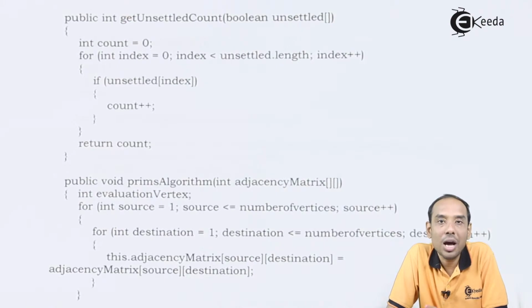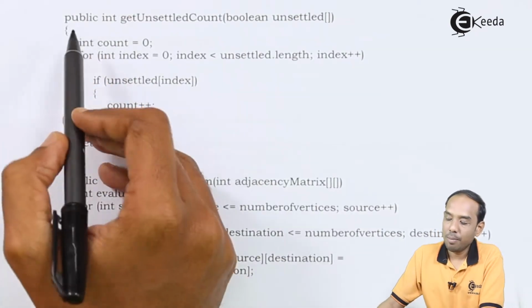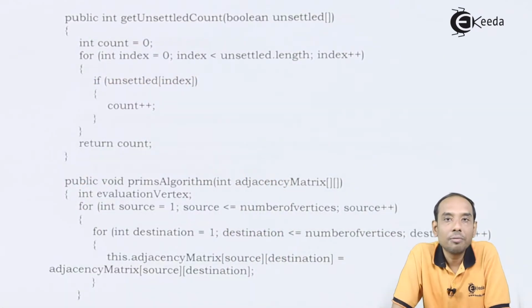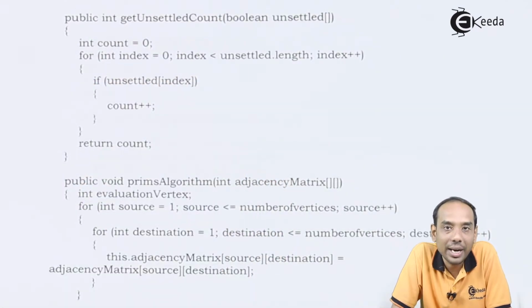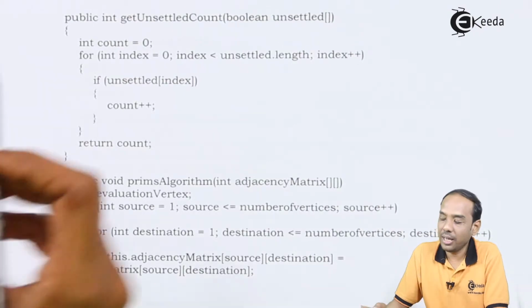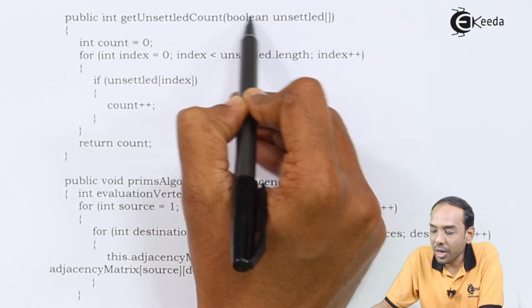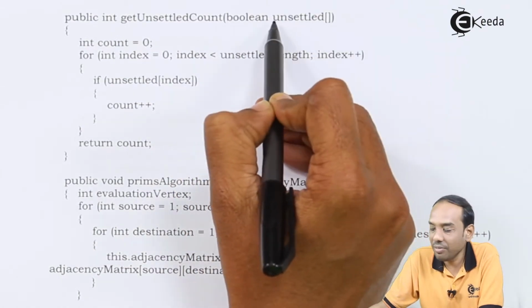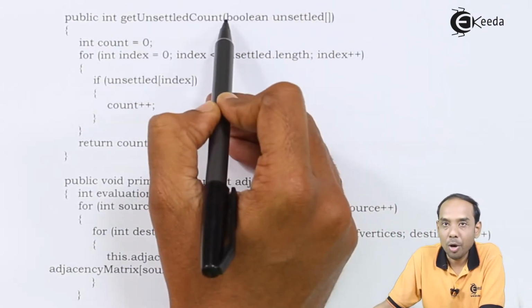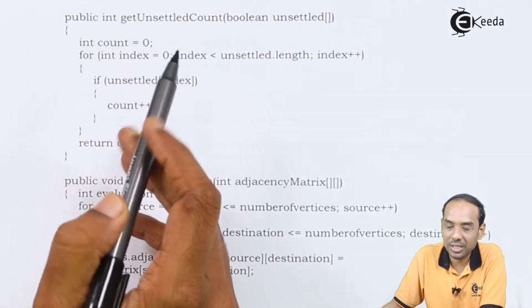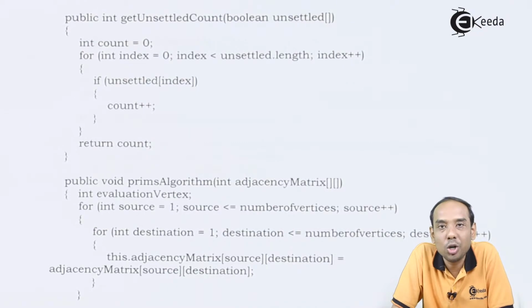It is very important to have the count. Let us begin with the topic. We write public int getUnsettledCount. As the function name suggests, we are going to try to get the unsettled vertices count. So we write the function as getUnsettledCount with the parameter Boolean unsettled array. So we have the unsettled array of type Boolean. Then we write the count variable as count equal to 0. So our starting value is going to be 0.